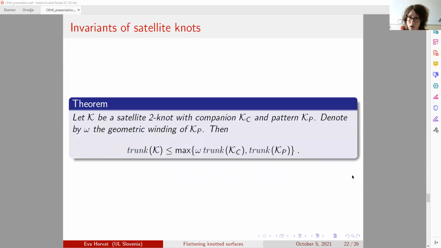So if we have a satellite 2-knot with companion Kc and pattern Kp, and if omega denotes the geometric winding of the pattern, then the trunk of the satellite will be bounded above by the maximum of omega times the trunk of the companion knot and the trunk of the pattern. So for the classical knots, we do know that the bridge number and the width of satellite knots are related, and it might be interesting to find some relationships for these invariants in the case of satellite 2-knots as well.